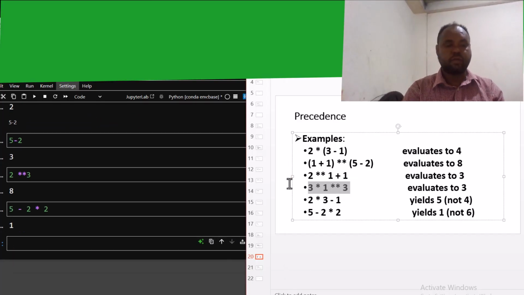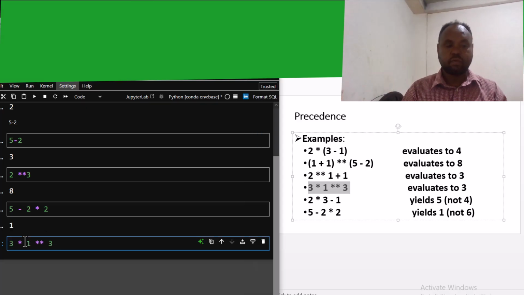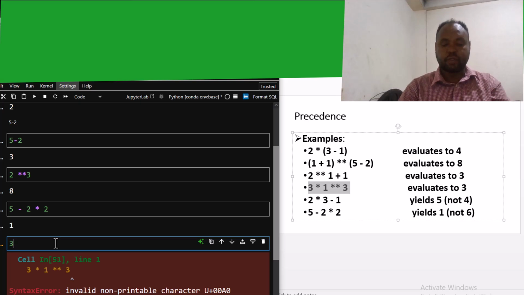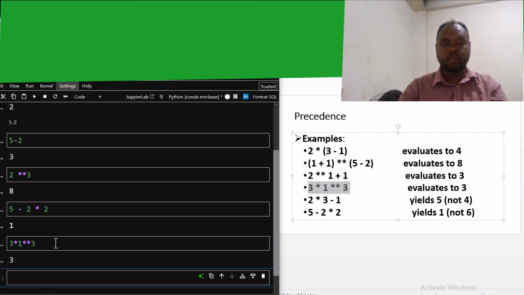What about this one? Exponentiation comes first compared to multiplication, right? So 1 exponentiated to 3 is 1. 1 times 3 is 3. Therefore, this is nothing but 3.